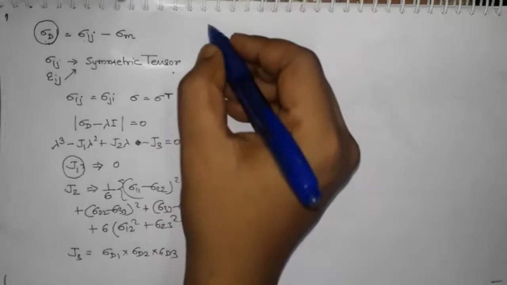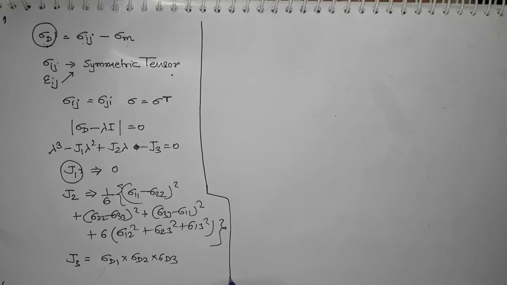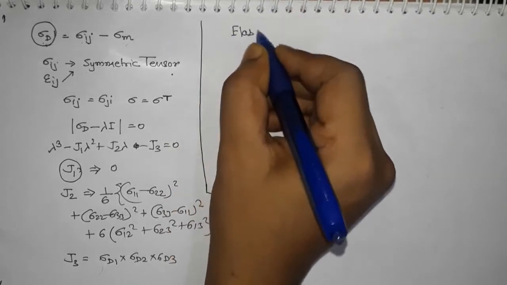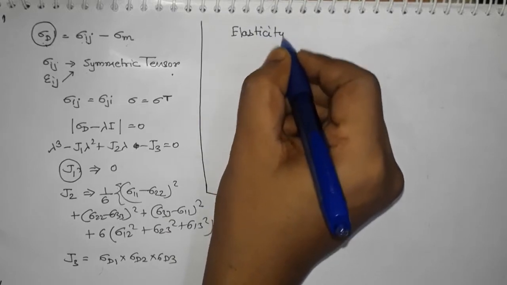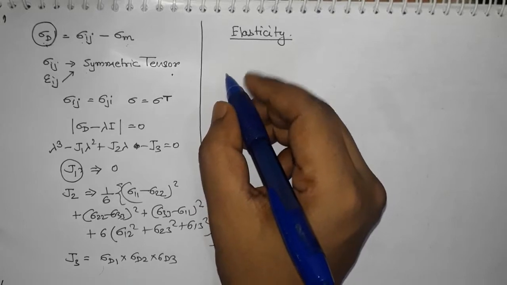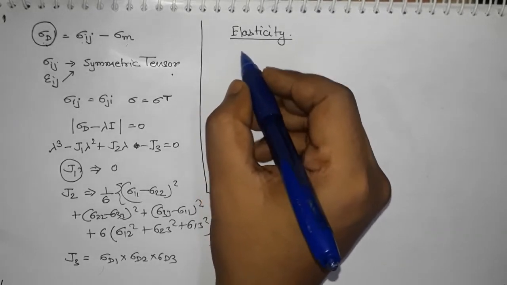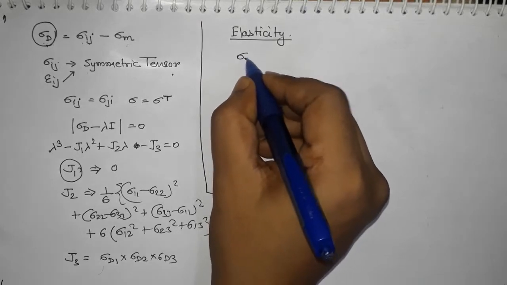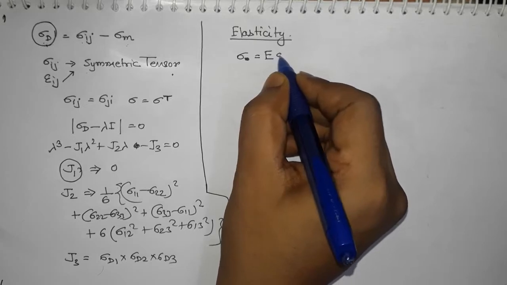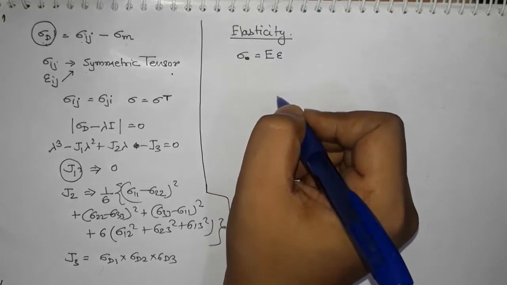And now we come to the elastic stress strain relationship. So we talk about elasticity. You know about Hooke's law. The simple one is sigma is equal to elastic modulus into epsilon. Sigma is the stress, this is the elastic modulus, this is the strain.